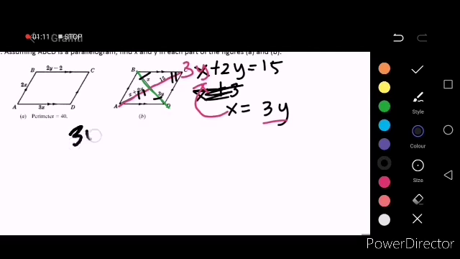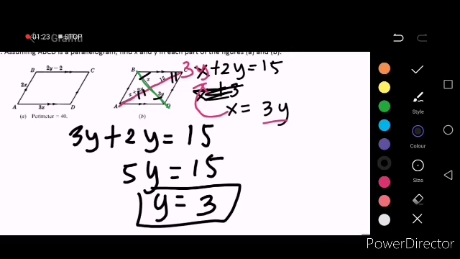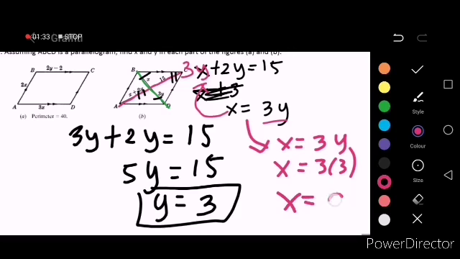So, 3y plus 2y equals 15 coming from our given equation. So, this is 5y equals what? 15. Therefore, y is equal to 3. Now, since y is equal to 3, we can now solve for x because x is just equal to 3y. Now, since y is equal to 3, x now is equal to 9. Yan lang.